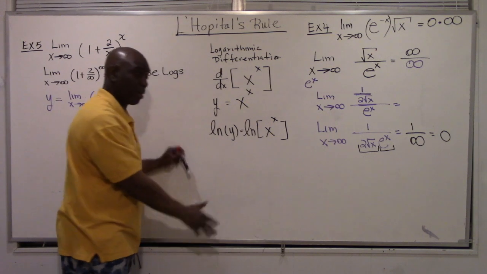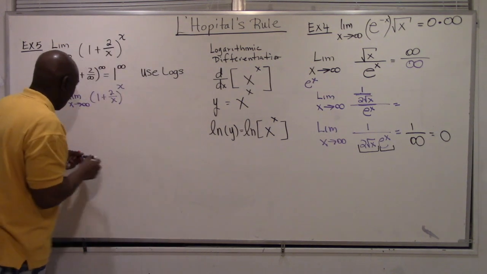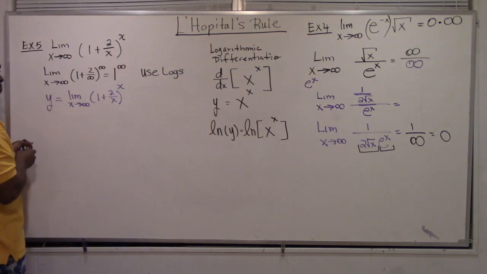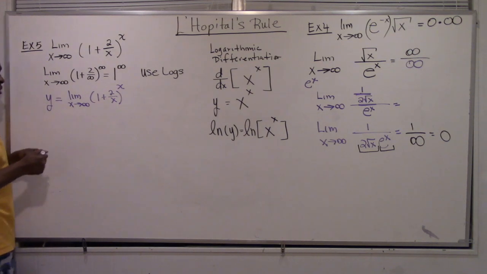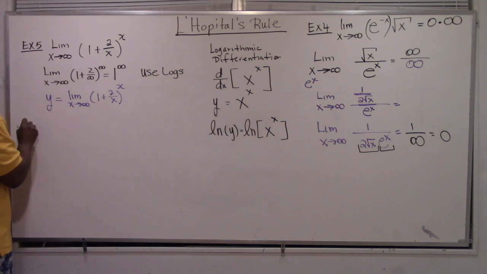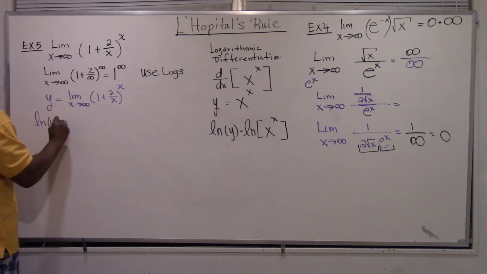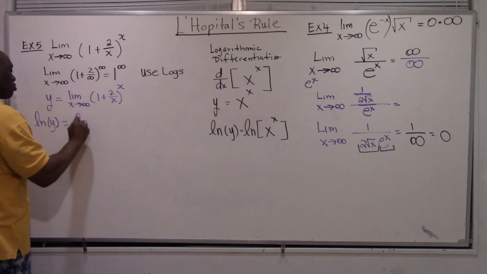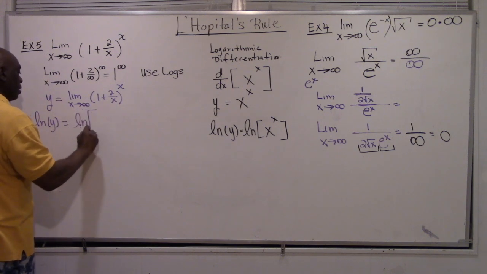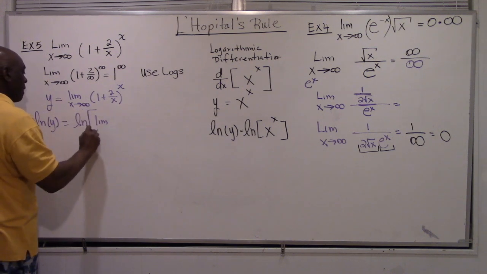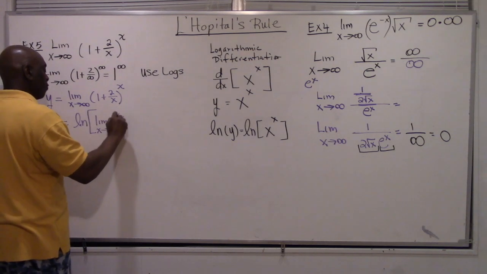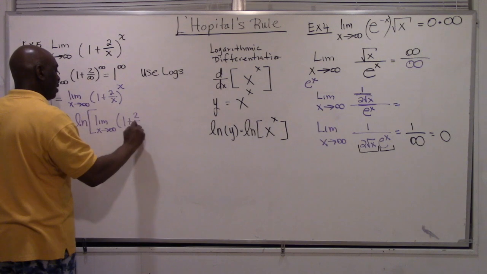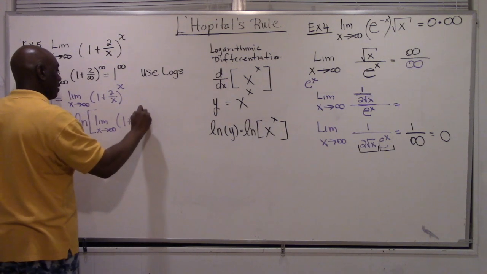I'm not going to keep going. I'm going to get back to our problem, okay? All right. So we set it equal to y, and we have to take the log of both sides. Here we go. So natural log of y equals the natural log of the limit as x goes to infinity of 1 plus 2 over x to the power of x.